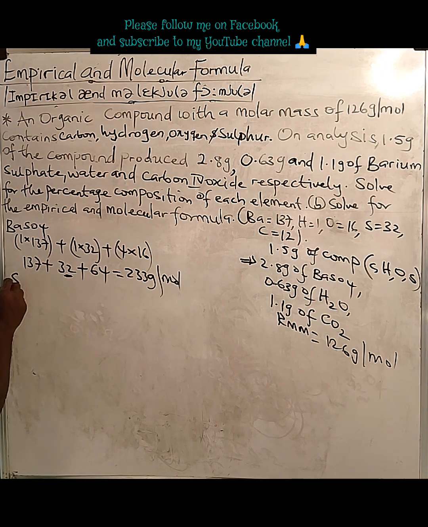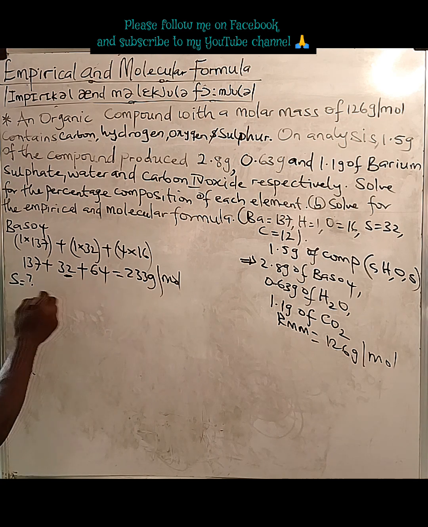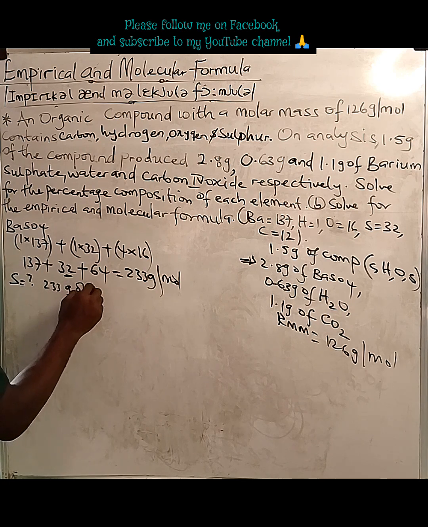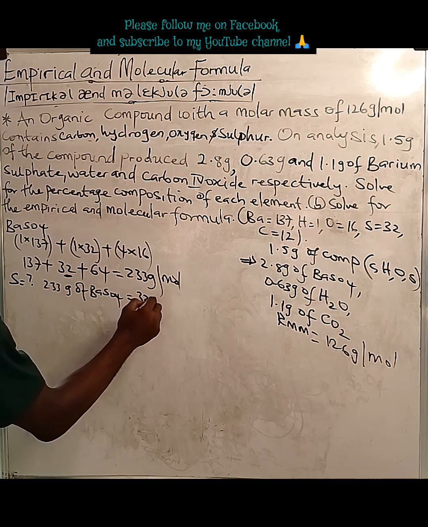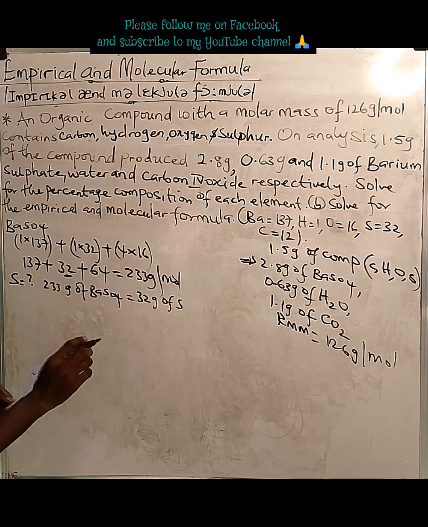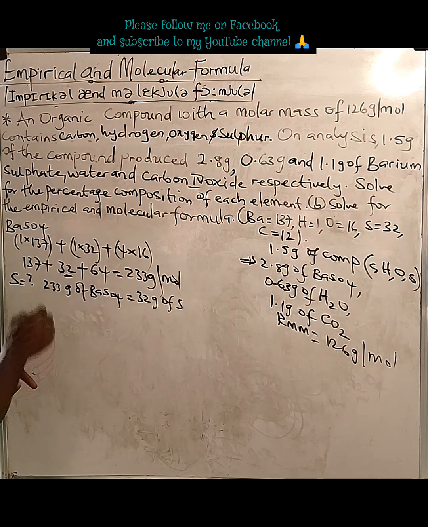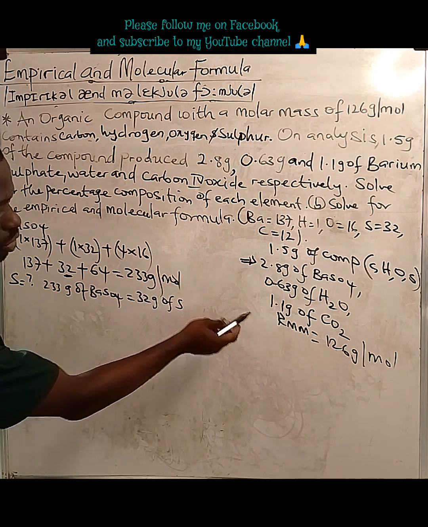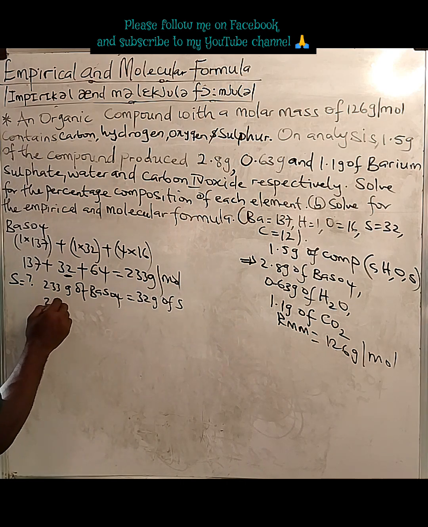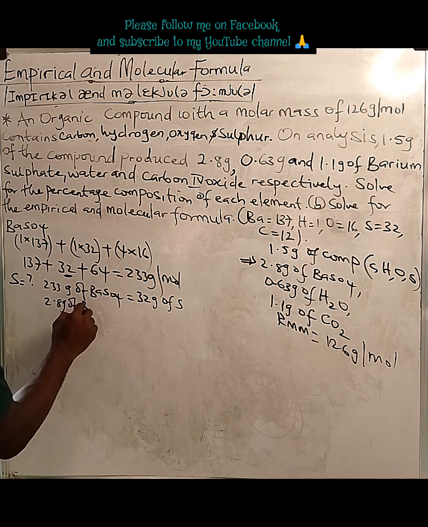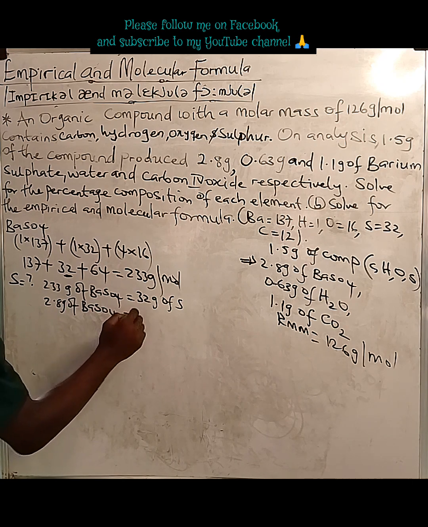So let's see, what's the mass of sulfur we are looking for? Don't forget that 233 gram of BaSO4 produces 32 gram of sulfur naturally. That's a natural phenomenon. Then, what do we have? 2.8 gram of barium sulfate, 2.8 gram of BaSO4, to produce how many gram of sulfur?